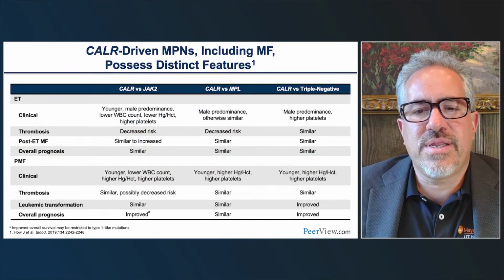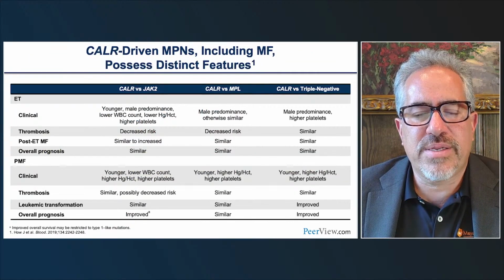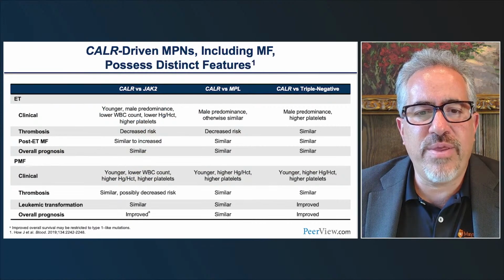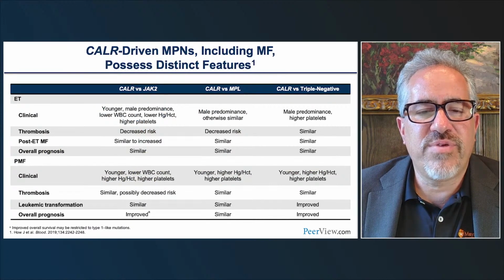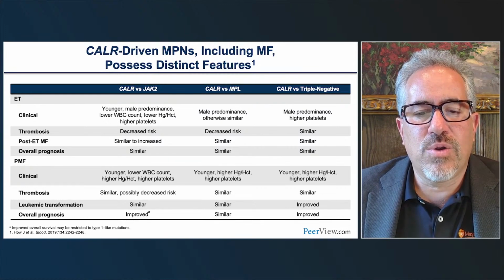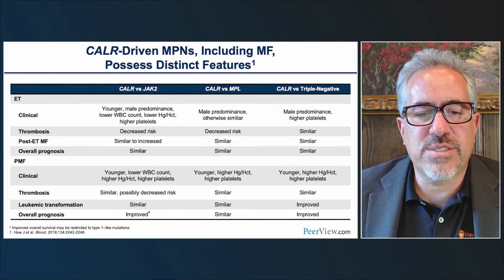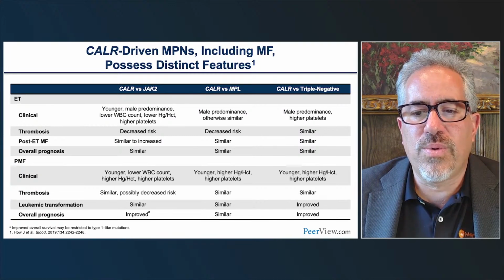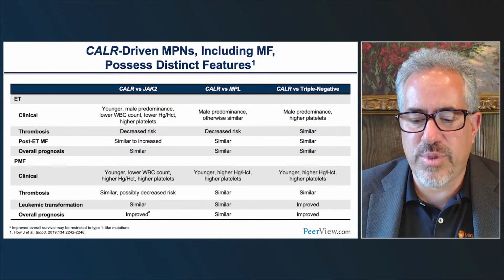Now, calreticulin is the most predominant non-JAK2 mutation, and there are some important phenotypic differences, both with ET and myelofibrosis. There may be lower risk of thrombosis with the calreticulin mutation. There may be a better prognosis with the calreticulin type 1 mutations over those with a calreticulin type 2.